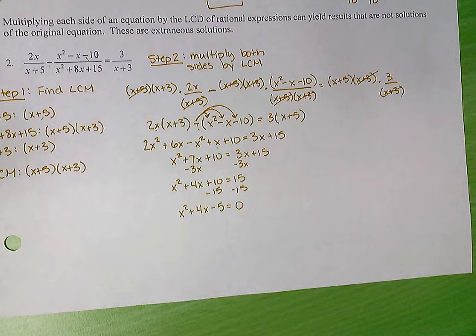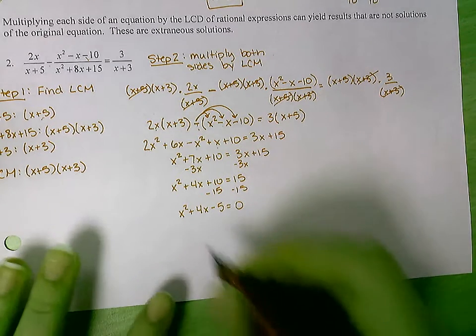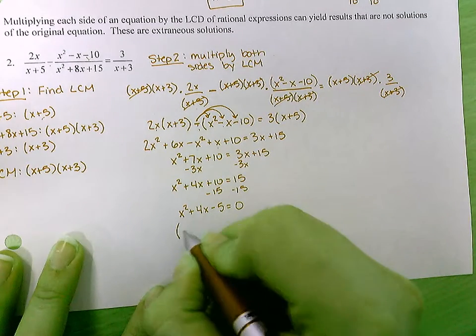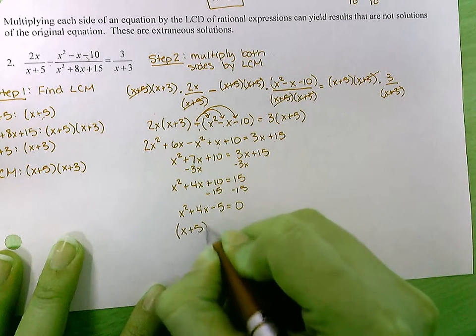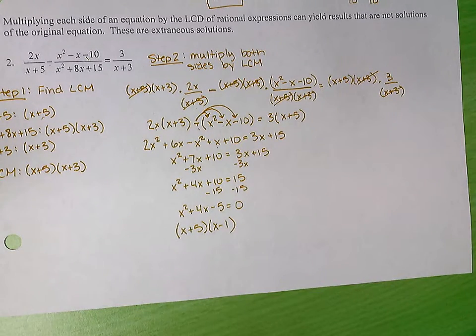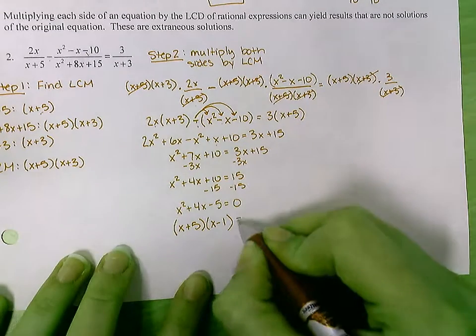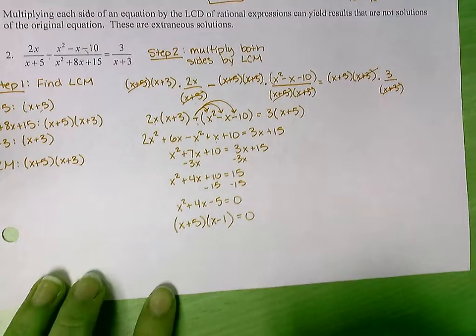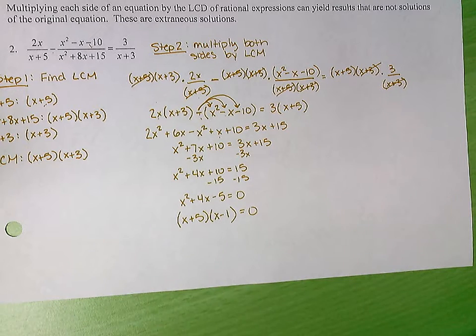Now I want to factor this last one here. So what multiplies to get to negative 5 but adds to be 4? So I have x plus 5 and x minus 1. That's equal to 0. And if you still need to do the x method, write it out. Write out the x on the top, what multiplies to be negative 5, on the bottom, what adds to be 4.